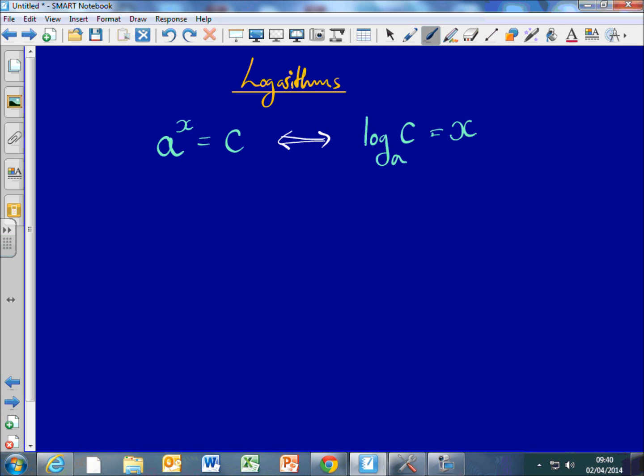So these two are equivalent expressions, okay? So a to the power of x equals c can be written in this way: log to the base a. So the base is what you're raising, what the power is raising over here. Okay? So these things are just different ways of saying the same information.